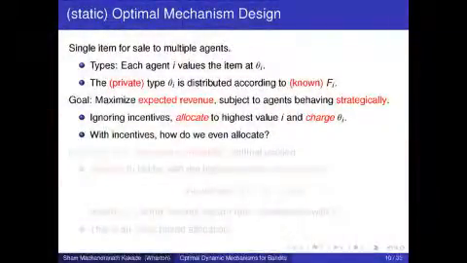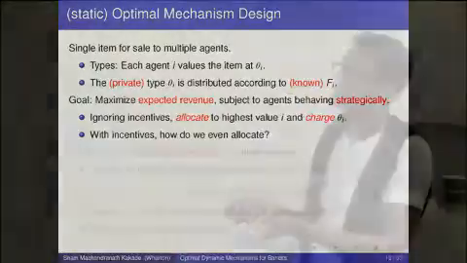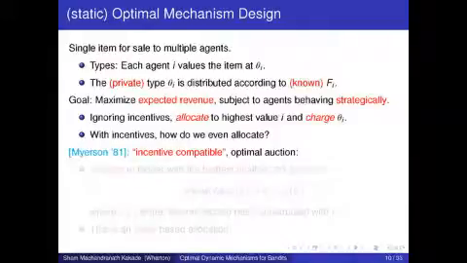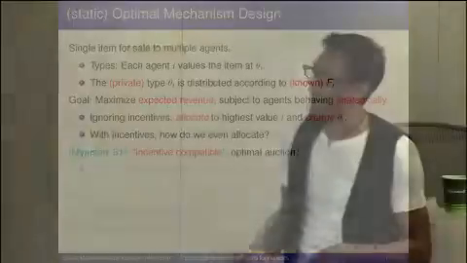Okay, so here, ignoring incentives, we could just allocate to the person who has the highest value and charge them theta i. Of course, this isn't going to work because they're not going to reveal their type. So when we take incentives into account, the first question we face is, how do we even allocate? Let alone, forgetting about charging, how do we even allocate to maximize our expected revenue? And Myerson addresses both of these problems, how to allocate and how to charge. And let's just look at a solution for how we allocate.